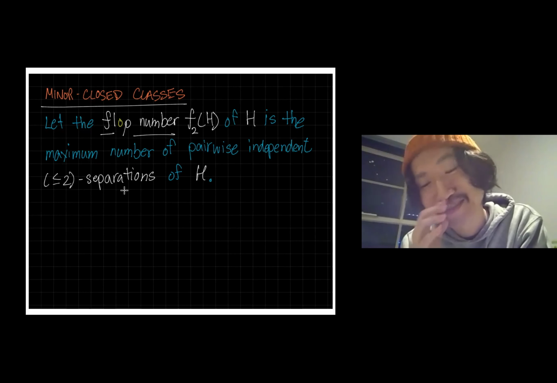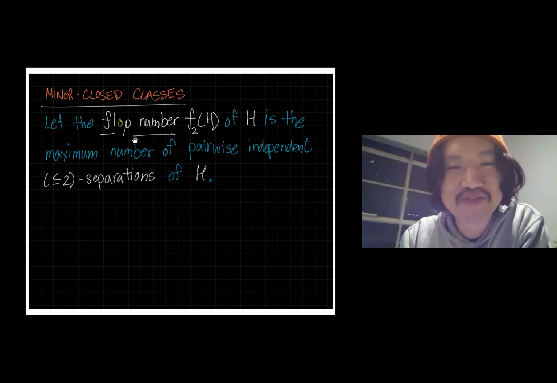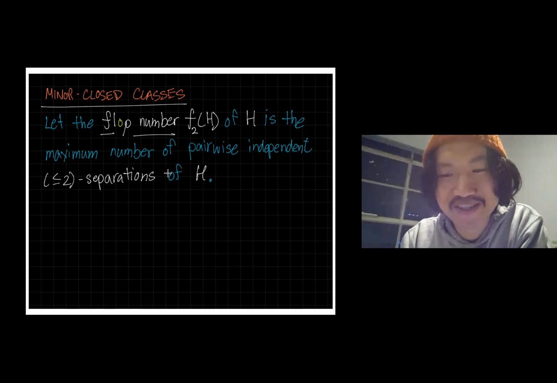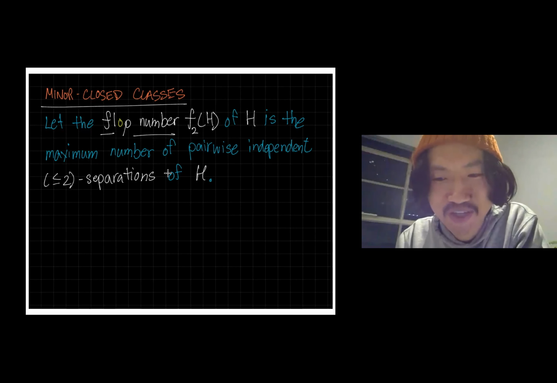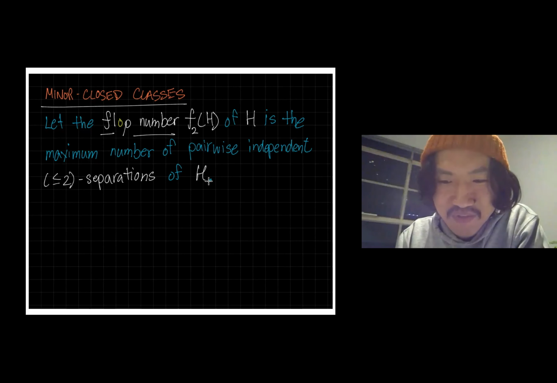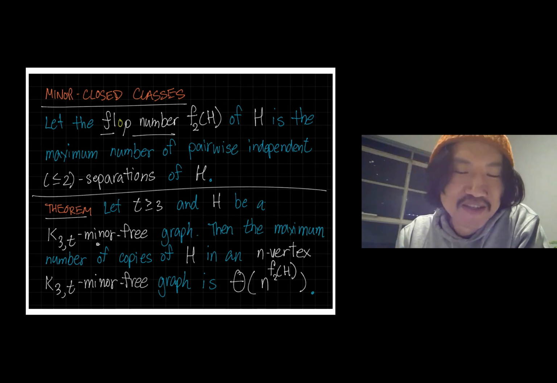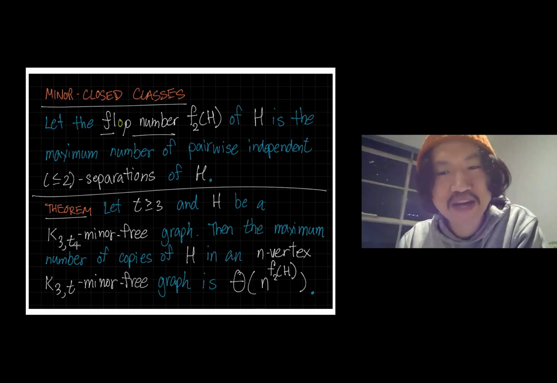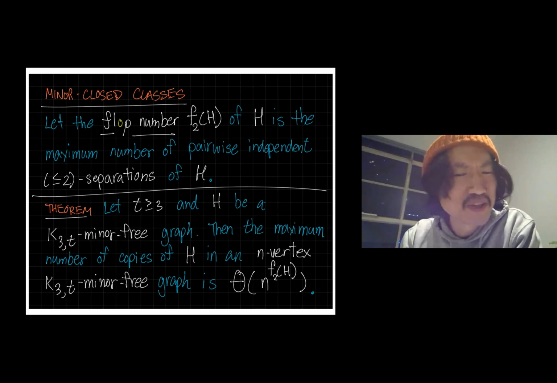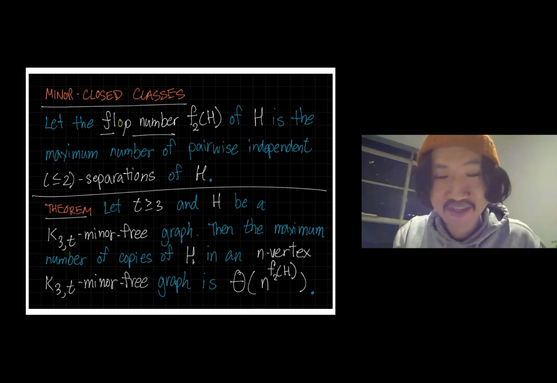This is even actually easier than the flap number definition, because I don't care whether either side is planar or not planar, right? And if you just run our proof, you actually get something for minor closed classes where you replace flap number with flop number. Here the certificate, the minor that we find, is this K3,t that we found in our proofs anyway, right? So in some sense, things are easier for minor closed classes. Actually, the proof is easier.